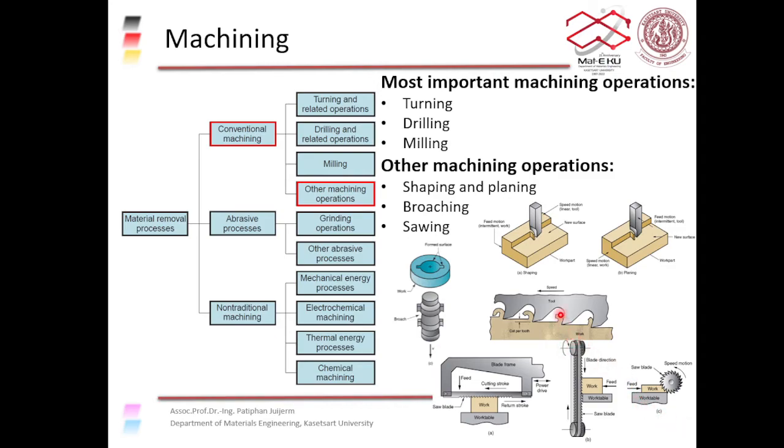Okay, so next we will look at other machining operations. These machining operations are used to produce difficult shapes that are hard to machine by other techniques, and also to produce good tolerance and precision. The techniques that we're going to look at are shaping and planing, broaching, and sawing.